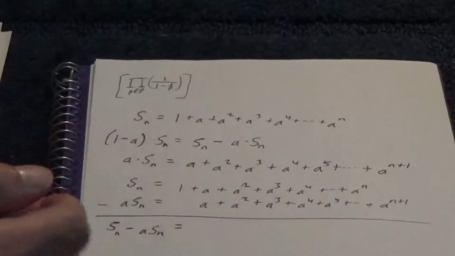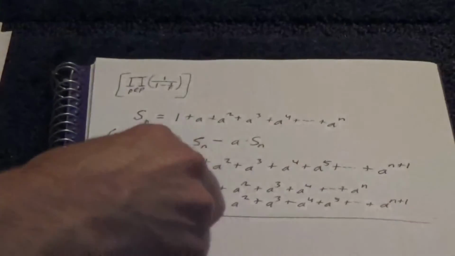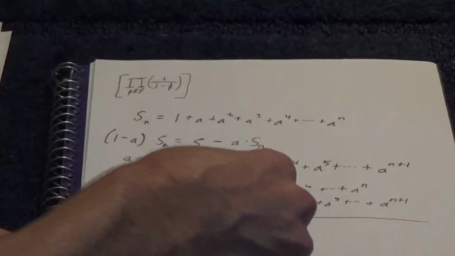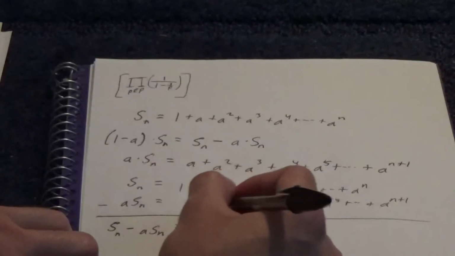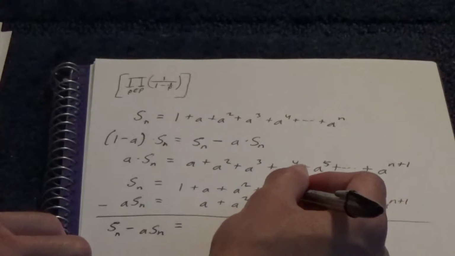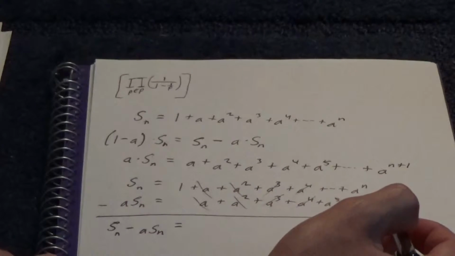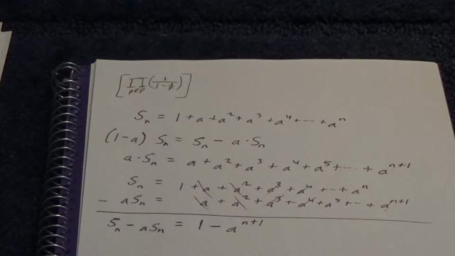being equal to, well, as I'm sure you'll notice, most of these terms cancel out, because we have 1 plus a squared. Well, we also have an a squared and an a cubed, and they line up and cross out, because we're subtracting one equation from the other. So 1 plus a minus a plus a squared minus a squared plus a cubed minus a cubed plus a to the fourth minus a to the fourth, they all cross out, all the way up to a to the n plus 1. This one stays, because there's nothing to cancel it out in the first equation. So what we eventually end up with is 1 minus a to the n plus 1.